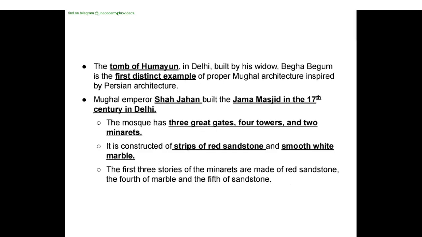The tomb of Humayun in Delhi, built by his widow Begum, is the first distinct example of proper Mughal architecture inspired by Persian architecture.